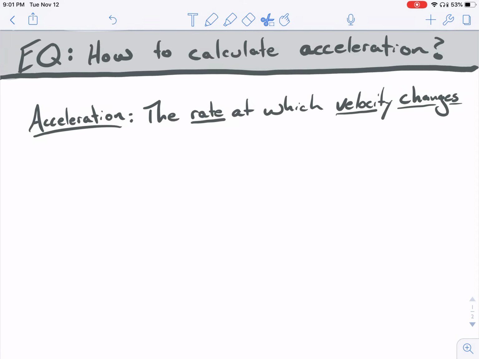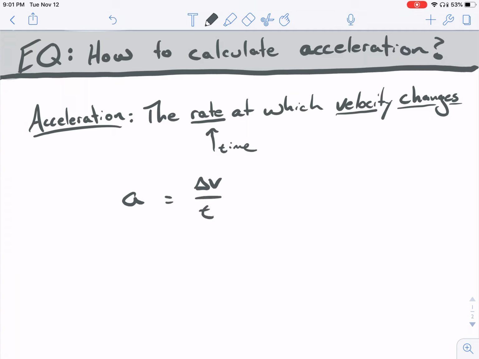Okay, this is just a quick review on how to calculate acceleration. Remember that acceleration is the rate at which velocity changes. And so in science, whenever we say the word rate, what we mean is we're referring to how much time that takes. And so to calculate acceleration of an object, you just need to know two things: how much the velocity has changed and the amount of time that it takes for that to happen.